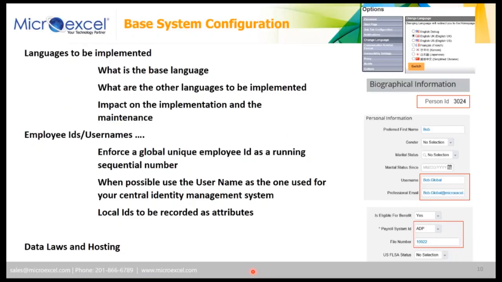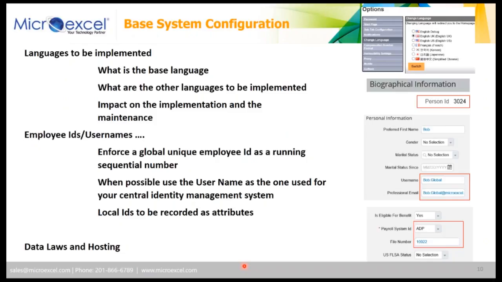Of course, we need to interface to local systems, and therefore what's important is to be able to store local IDs and have them interface back to local systems. So in this example, my payroll system is ADP. This employee is employee 3024, and his file number in ADP is 10,922. Tomorrow he goes to another region in the US or another country, he may still be in ADP, but it's going to generate another file number. But the employee will always stay under the same person ID or the same employee ID.